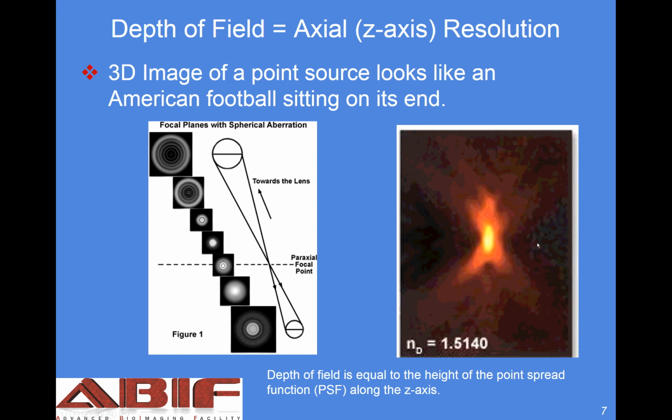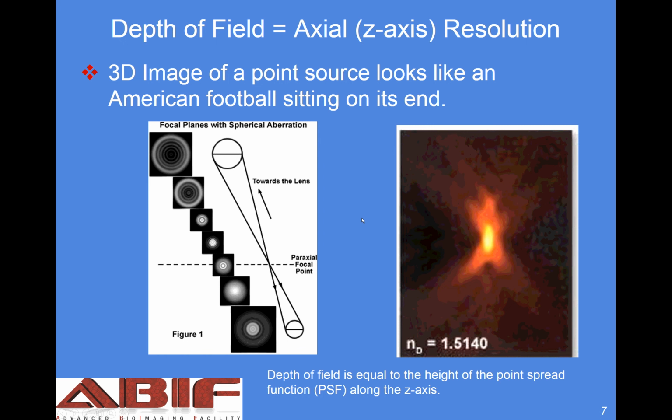And this image on the right shows a view of the depth of field of a lens, where you can see the bright focus in the middle, and then things are out of focus as you move away from the focal plane.